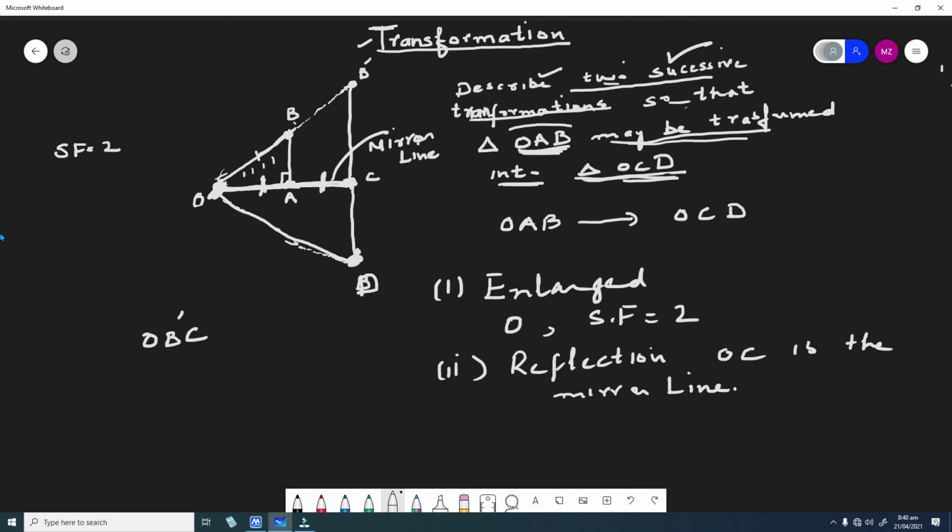So these two transformations result in the transformation of OAB to OCD. First we have enlarged the figure. This small figure is enlarged first to O, B prime, and C, and then we have reflected this big figure by taking OC as the mirror line, and finally we get OCD. So the two successive transformations which are asked in the question are enlargement and reflection.